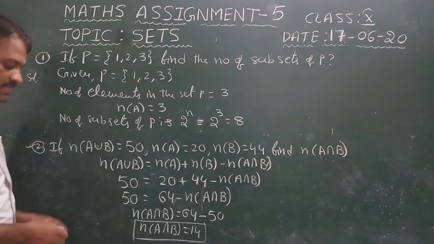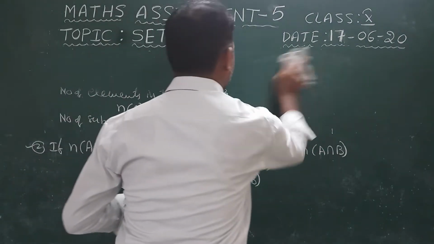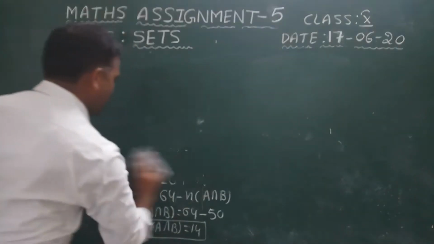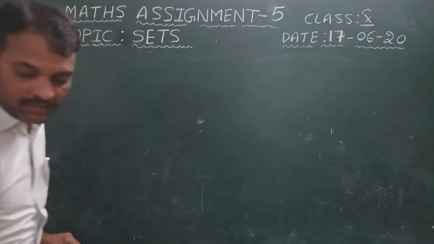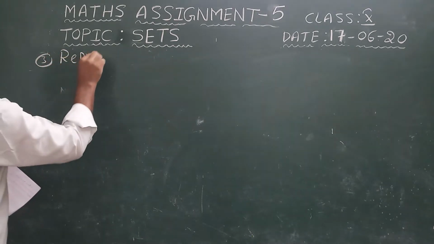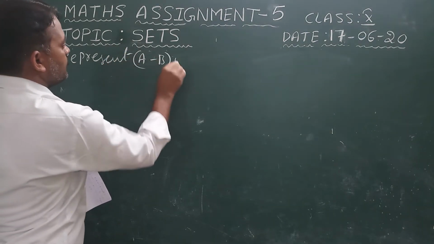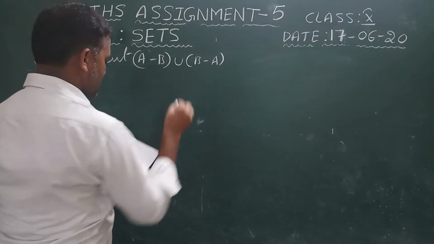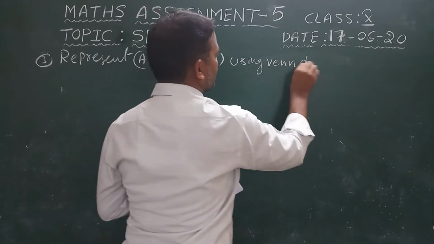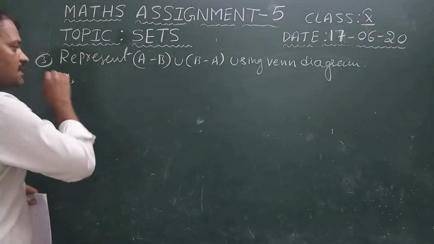So this is the second question. Then I'll go for the third question. Question number 3 is: represent A minus B union B minus A using a Venn diagram. So this is the question. I am going to explain the solution.